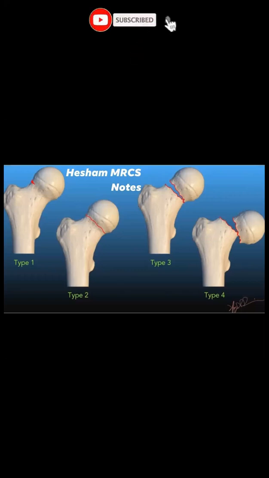Again, Garden classification of fracture neck of femur. Type 1 is incomplete fracture. Type 2, complete non-displaced fracture. Type 3, partial displacement. Type 4, complete displacement.